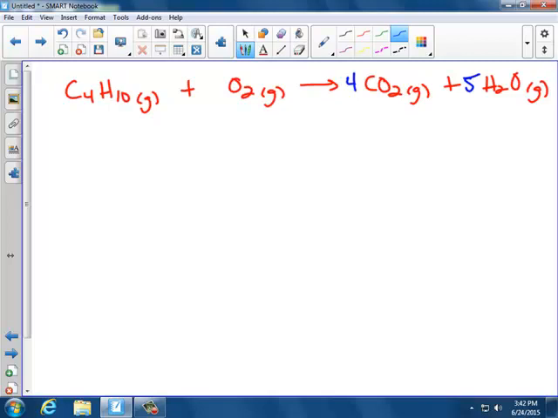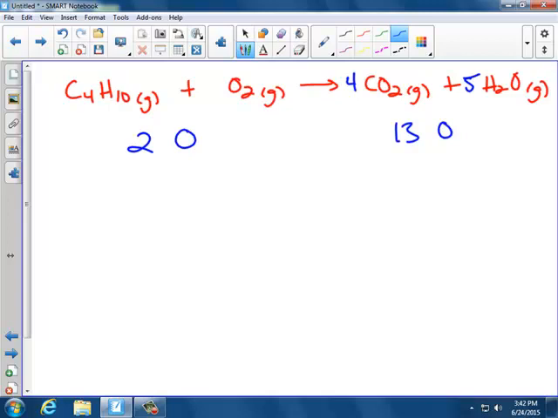Okay, so we have 2 oxygens on the reactant side. Product side, we have 4 times 2 oxygens in the carbon dioxide. That's 8. 5 times 1 is 5. So we have 8 plus 5 is 13. Well, we have an odd number, so we have 13 oxygens here and 2 oxygens here.